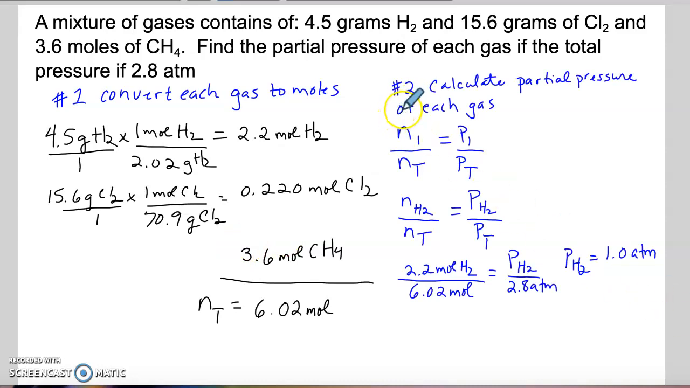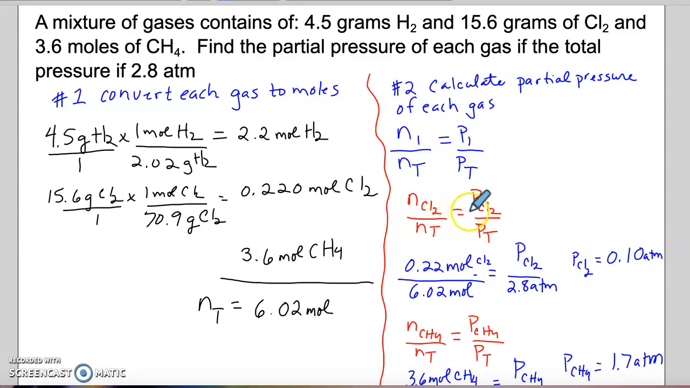The second step is they're asking you for the partial pressure of each gas. They're asking how much pressure is just the hydrogen exerting, or how much is just the chlorine exerting, or how much is the methane exerting. So we're going to use this equation. I know the moles of hydrogen, so I can plug that in here. The total moles we calculated, the total pressure is given in the question, and I'm going to calculate P1, which would be the partial pressure of whatever gas, but in this case hydrogen. Then I can just do algebra: I cross multiply and solve for x, and I get 1 atm pressure just for the hydrogen.